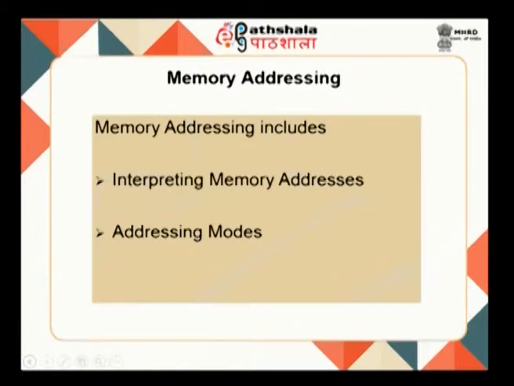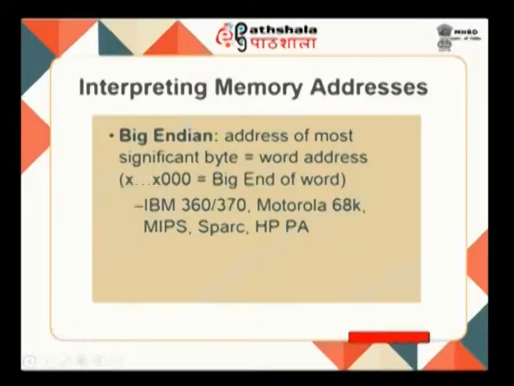So, the next feature that we will have to look at is memory addressing. How do we interpret memory addresses and what are the various addressing modes that you can support in ISA? When you look at interpreting memory addresses, you basically have two types of interpretation, a big endian arrangement and a little endian arrangement. Normally memory is organized as bytes. So, a unique address of a memory location is capable of storing 8 bits of information.